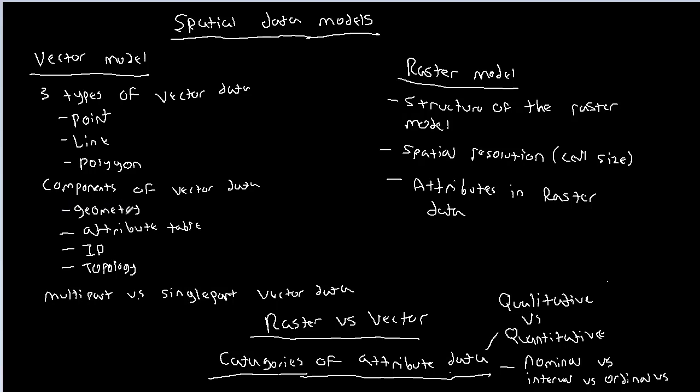And so we've really been talking about the geometry all along without explicitly stating it that way. Right, because the geometry is the coordinates, right? The point for the point data, the lines for line data, or the polygons for polygon data. Those sets of coordinates make up the geometry.